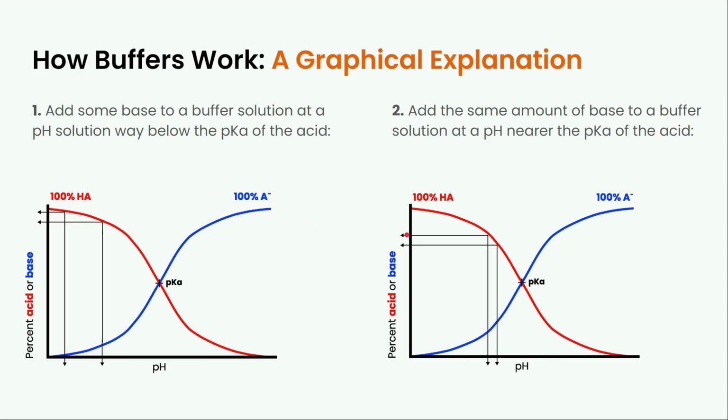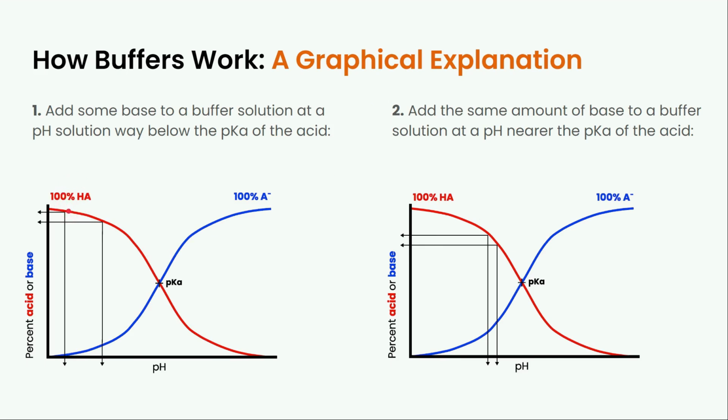On both graphs, I've annotated two sets of black arrows, and these represent the addition of some base to our buffer system. Both graphs show the addition of the same amount of base, because this vertical distance is the same. But what you can see is your pH change is not even. It's not the same for both additions of base, even though you've added the same amount of base in both cases. Actually, your pH change is bigger when you've got significantly more acid than its conjugate base.